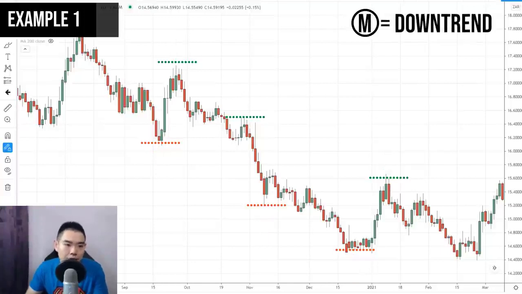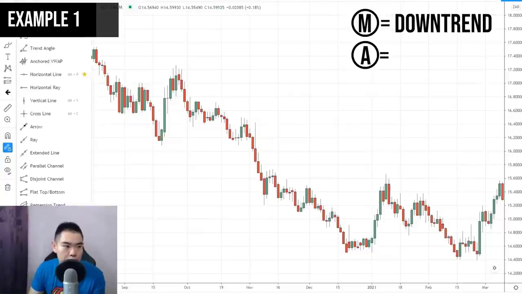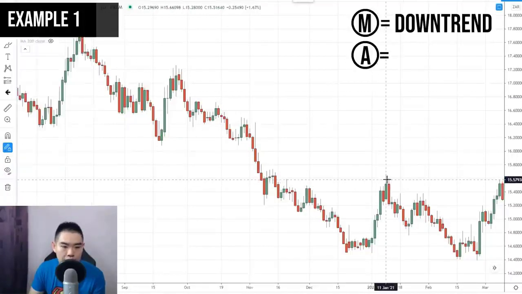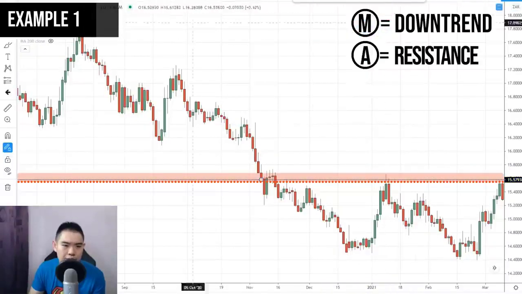Second thing, the area of value. Let's put it AOV. Is there an area of value over here? Area of value could be things like moving average, support, resistance. From what I'm seeing over here, there is an area of value. I can just use this tool to draw this area of resistance. I'll just change this to black color. Okay, so now we have an area of value over here.